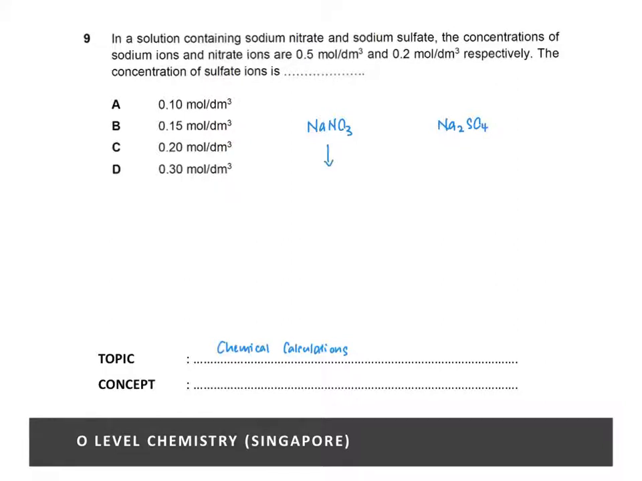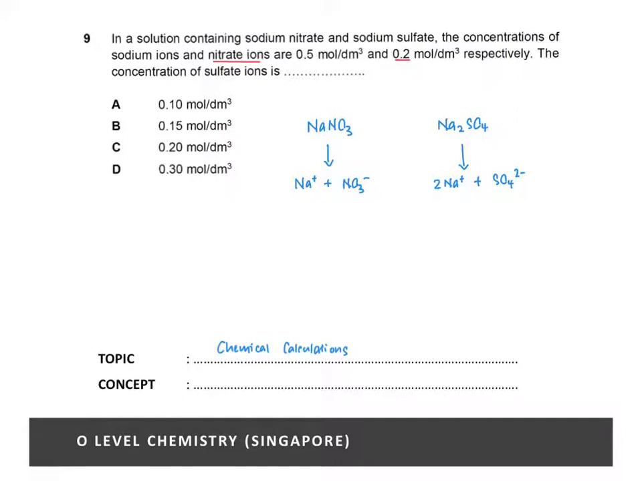Now when sodium nitrate dissolves in water, it produces one sodium ion and one nitrate ion. When sodium sulfate dissolves in water, it produces two sodium ions and one sulfate ion. Okay, the next part of the question tells you that the concentration of nitrate ion is 0.2.